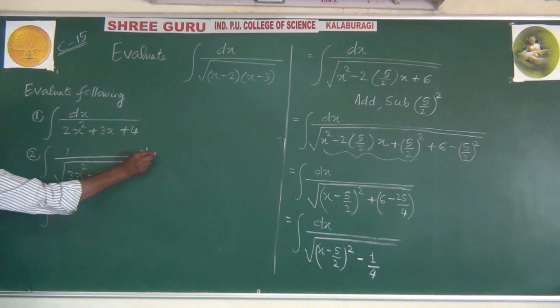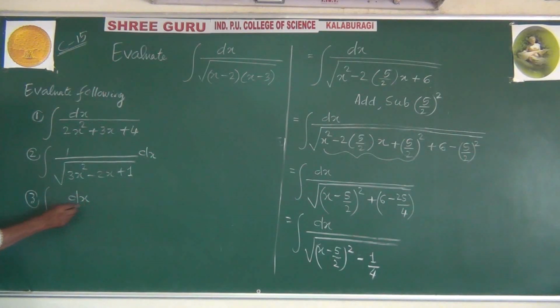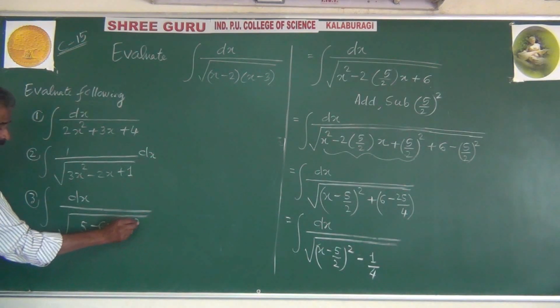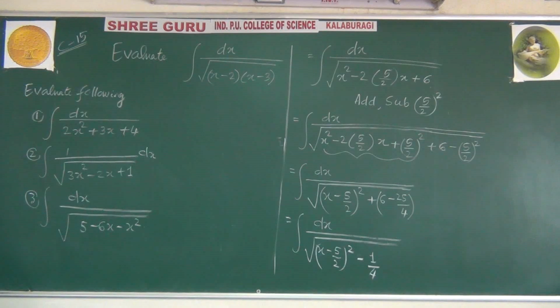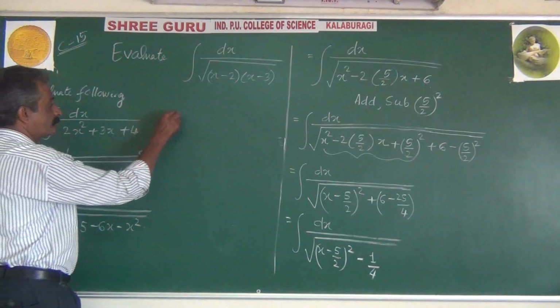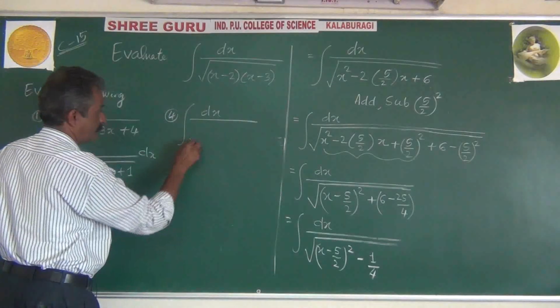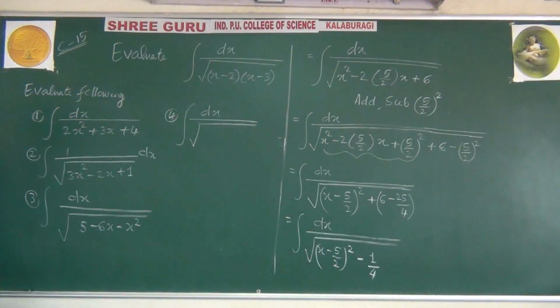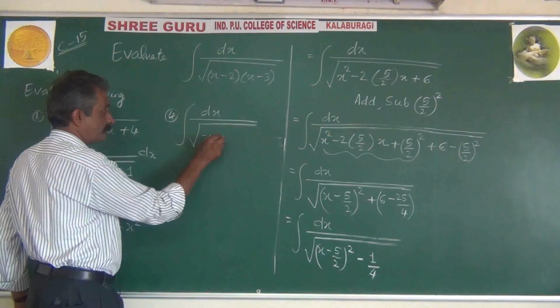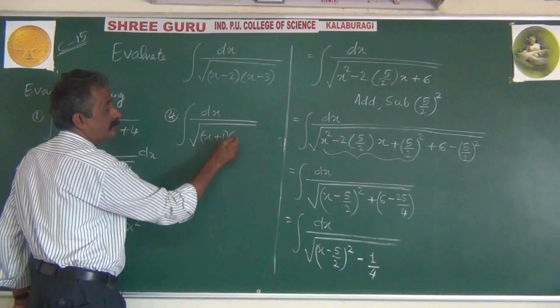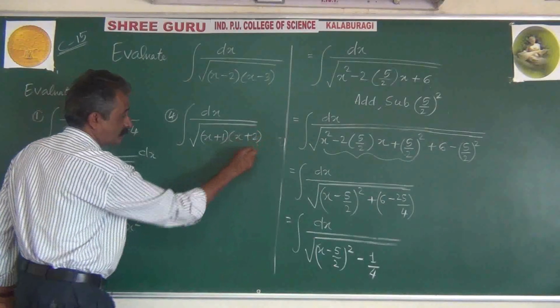Third, integration dx divided by square root of 5 minus 6x minus x square. Fourth, integration dx divided by square root of x plus 1 into x plus 2, like in the last problem we have solved.